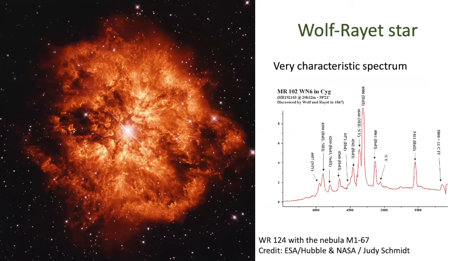Wolf-Rayet stars have a very characteristic spectrum dominated by strong and broad emission lines, in stark contrast with the typical absorption lines we see in most of the star types. How do we form those strong and broad emission lines? Well, the answer is basically that those lines are formed in the wind.